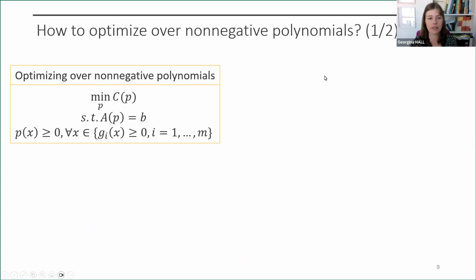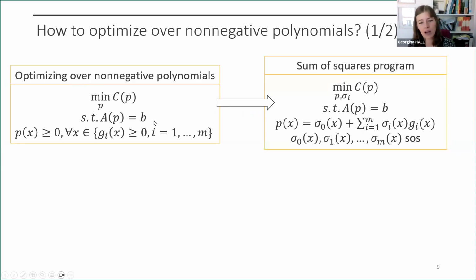So we use the concept that we just saw, this concept of sum of squares, to make the problem tractable. What we do is we replace this non-negativity condition, which is the one that is painful, by this alternative condition, which is that P of X is a sum of squares polynomial plus sum of squares polynomials times the g_i of X's that you find here. And here, every single polynomial, sigma 0, sigma 1 through sigma n, is a sum of squares polynomial. Now, it's quite easy to see that if this holds, then P of X is non-negative over this set.